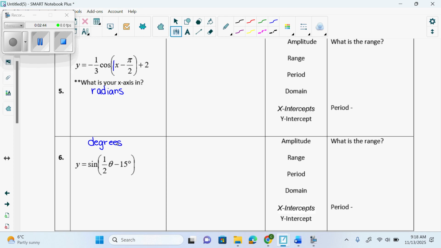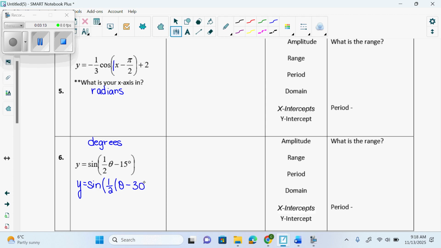What's the problem? There's not a 1 in front of the x. So I have to go y equals sine 1/2, and the x being a theta. Theta minus, what happens when you take a fraction out? That's between 0 and 1. What happens to your c value? It gets bigger, right? So what's 15 divided by 1/2? The same as 15 times 2, so it's 30.